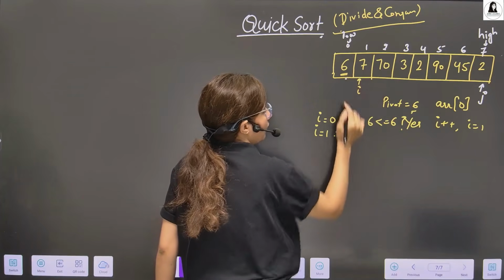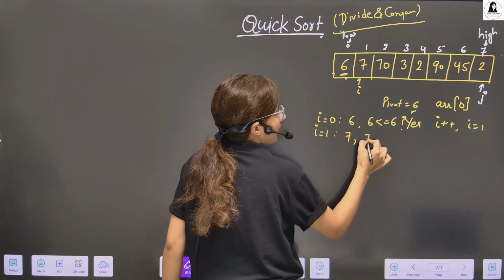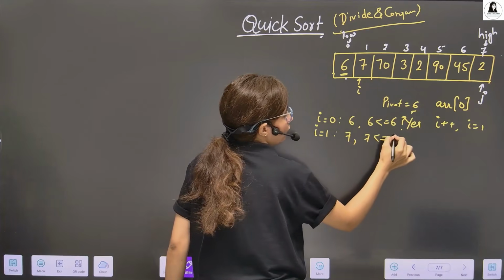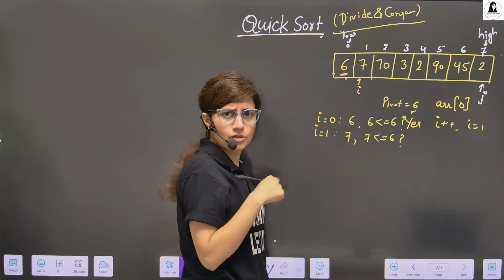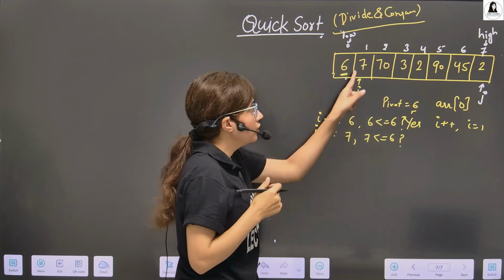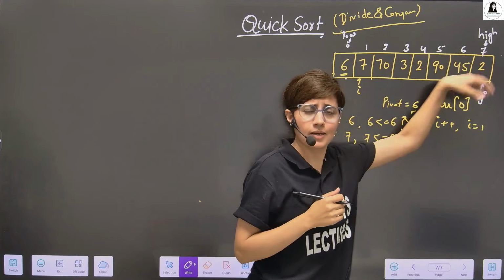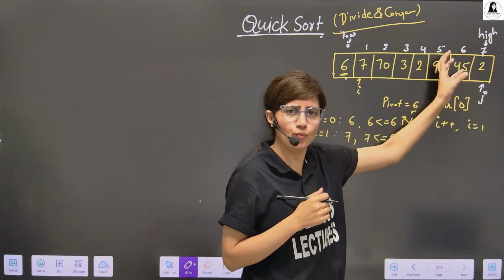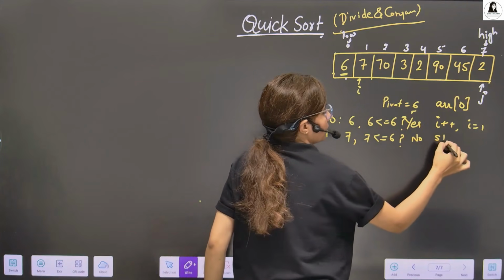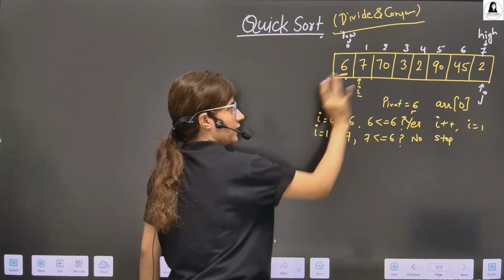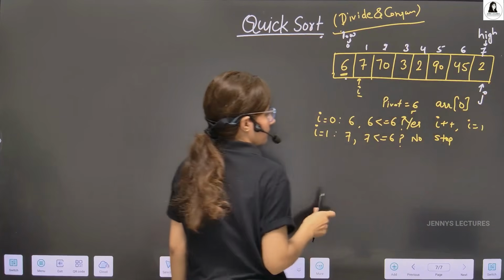Now let's see. At i equal to 1 I have 7. Again check. Is 7 less than or equal to 6? No, it's greater. So this should be at the end portion. I don't know where, but it should be at the end. No, it's not less or equal. Stop. So just stop. i is here. Now check for j.